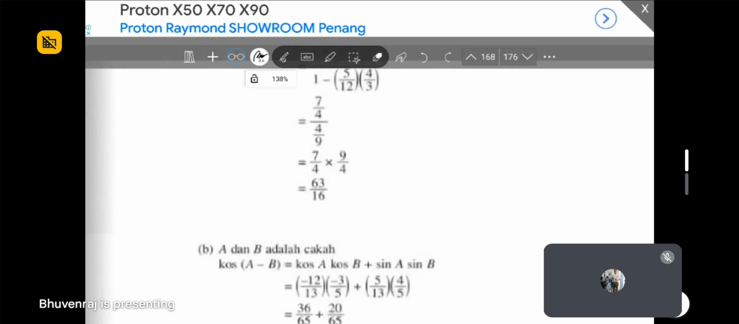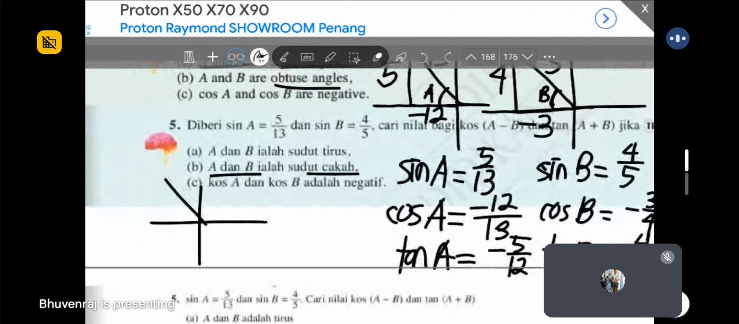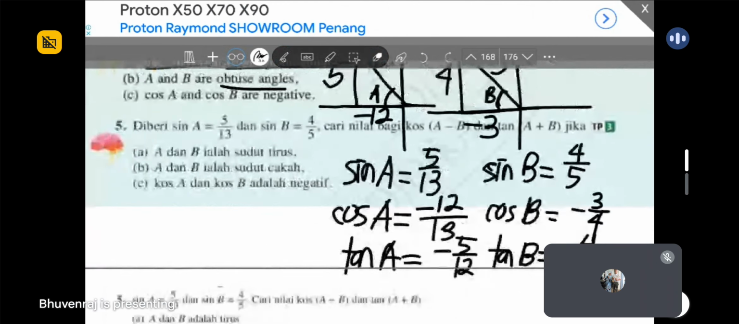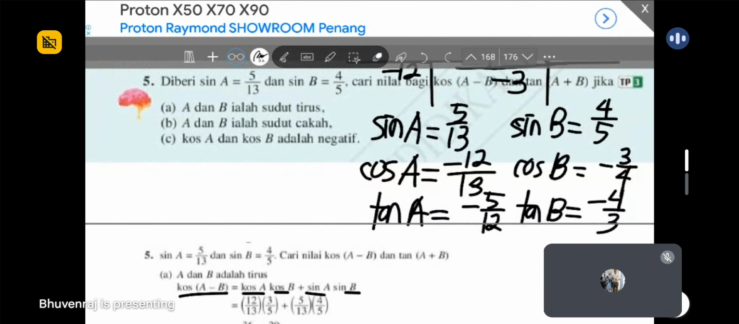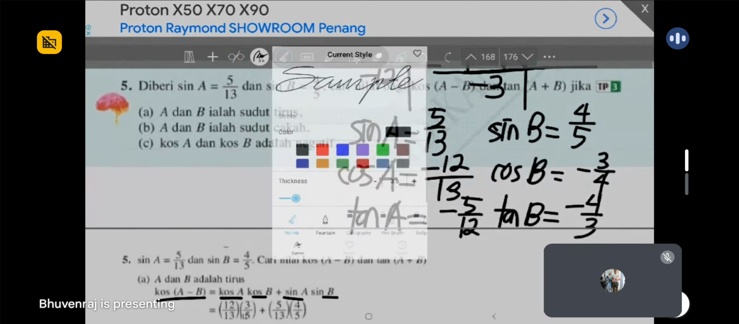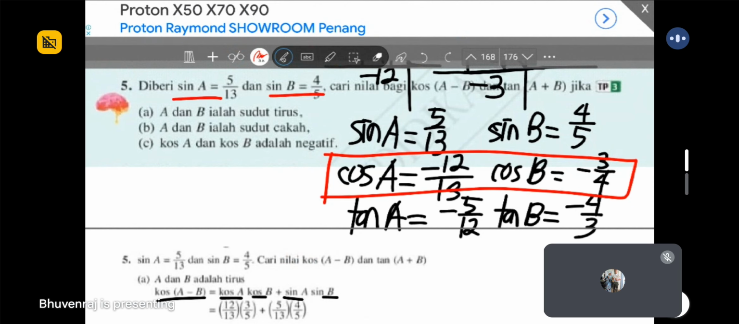Next, for question C, they are suddenly telling you that cos A and cos B are actually negative. So this is now a bit different. How do we go about this one? They already tell you cos A and cos B are negative, so they are referring to this situation over here, where angles A and B are in the second quadrant.